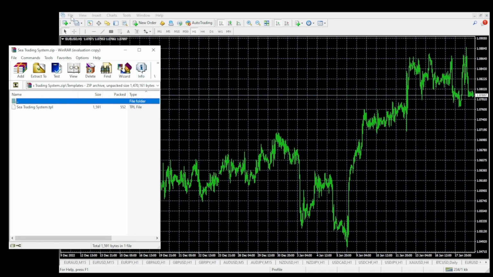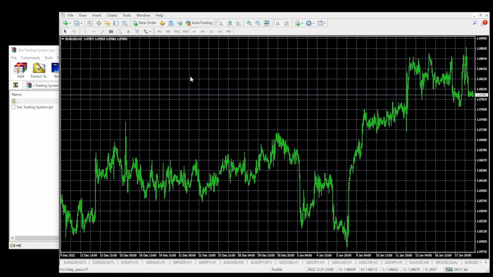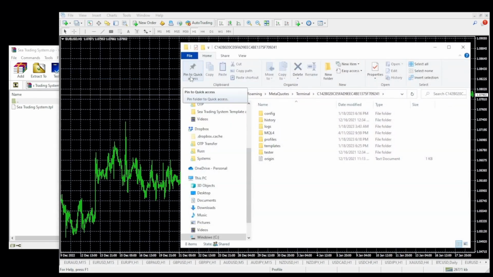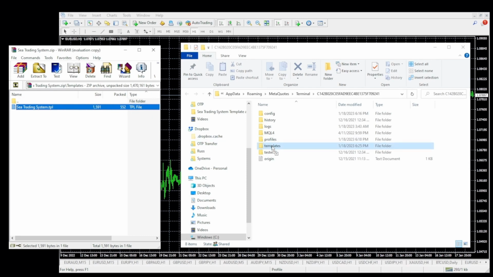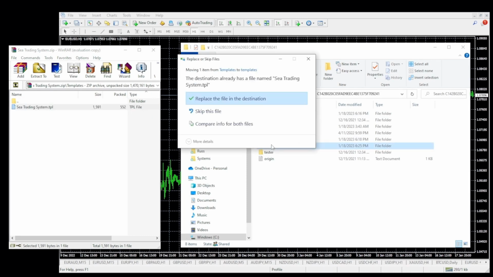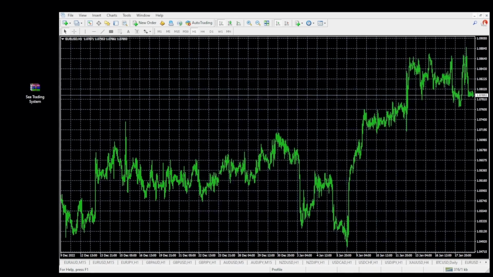So the way we do that is on the MetaTrader charts, click File in the upper left-hand corner, and then click Open Data Folder. And it's going to open the folder where all of the MetaTrader files are kept. So what I want to do is simply drag and drop this TPL file into this MetaTrader templates file folder. So let's do that. Click and drag it into that templates. Now I've already got it in there because we did the original installation, but I will replace the destination file. That file is uploaded. I do not need these anymore.